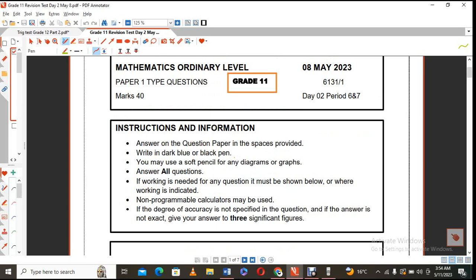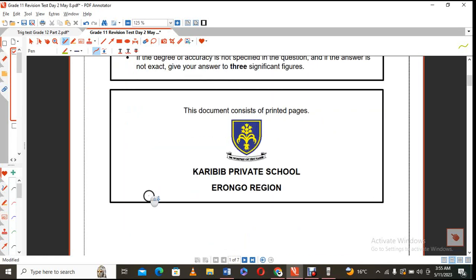Of course, the most important one is that all questions must be answered, and your instructions in your question papers at the end of the year are also mostly like this. And very important that you show your working, and it must be done below that question where the working is indicated. And non-programmable calculators may be used, and if the degree of accuracy is not specified in the question, and if the answer is not exact, you then give your answer to three significant figures.